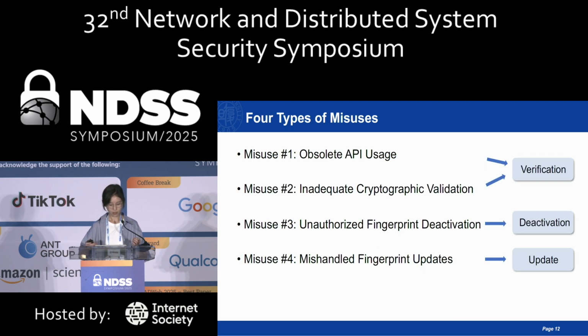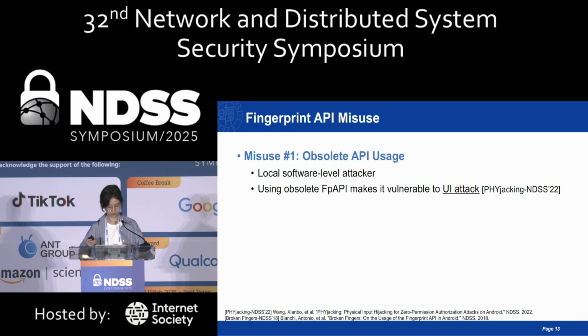In total, our paper studies 4 types of fingerprint API misuses. The first 2 were partially explored by previous work concerning the verification stage, and the other 2 are newly proposed by us. Then I will introduce them one by one.